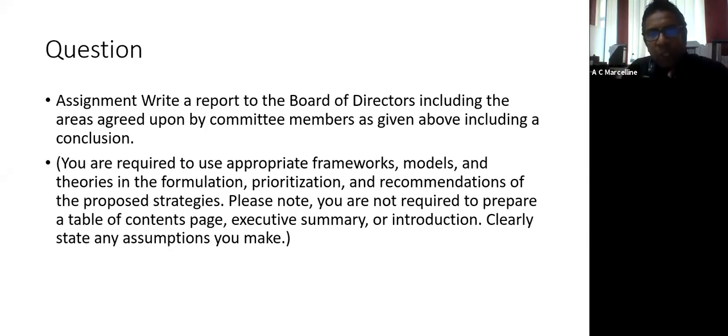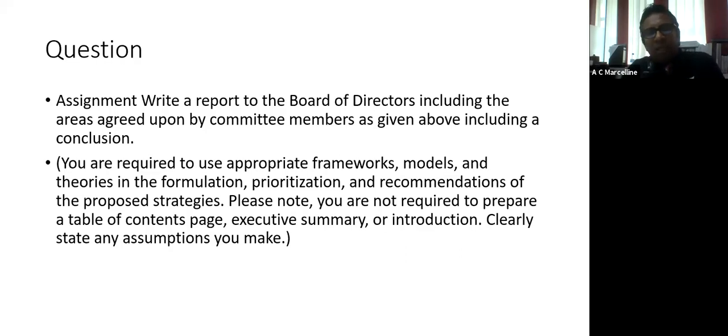Go down further. You are required to use appropriate frameworks, models, and theories in formulation, prioritization, and recommendation of proposed strategies. Now we go. So they want you to propose strategies. They want you to tell strategies. That's a report that you're going to write. Please note, you are not required to prepare a table of content, executive summary, or introduction. Clearly state any assumptions you make. Very good.